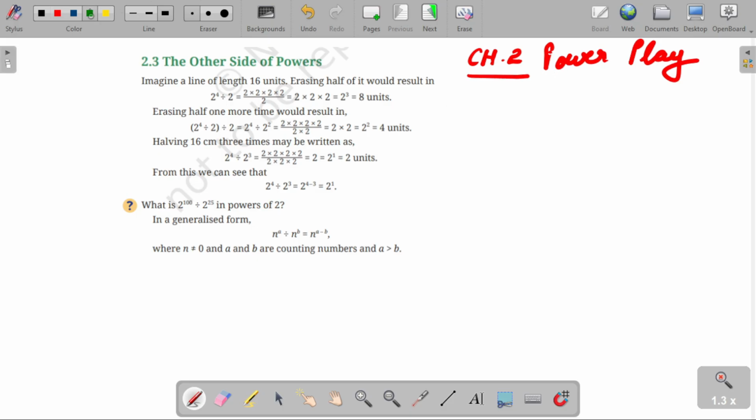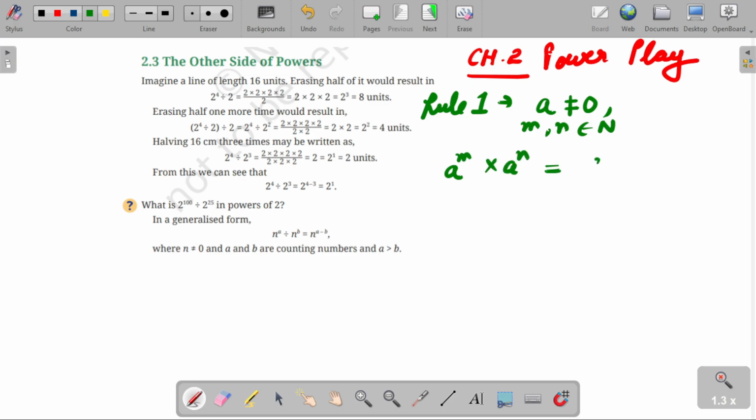Before I start this chapter, I want to go through the few rules that we discussed in the previous lecture. Rule number 1: if A is any number which is not 0, and m and n are any counting numbers, then if we have a^m and a^n multiplied, the powers will be added. When we have the same base multiplied with different powers, the powers will be added to each other.